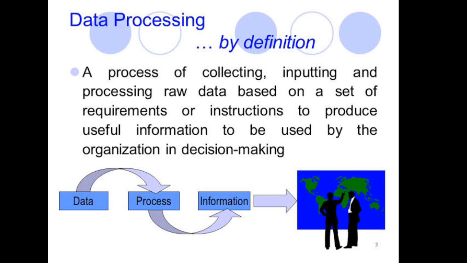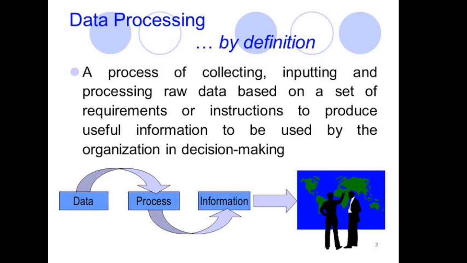Point number 1: a process of collecting, inputting and processing raw data based on a set of requirements or instructions to produce useful information. When we collect data, input data and process that data into useful information to be used by the organization in decision making, so that the organization uses this information for making any kind of decision, that process is called data processing.